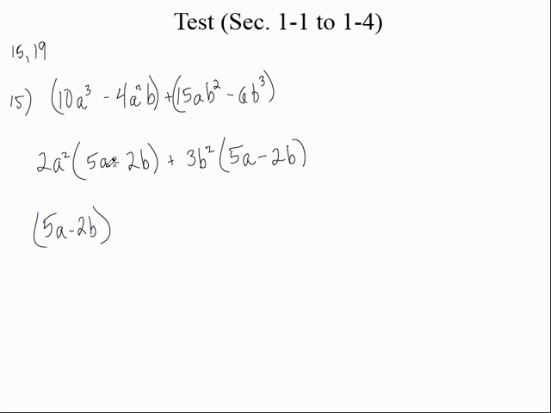What's left after I factor it out? If I take this whole thing and divide it by 5a minus 2b, I get 2a squared. Right? Put a plus in between. Look, I'm factoring this out of this whole thing right here. What am I left with? 3b squared, and that's your answer.